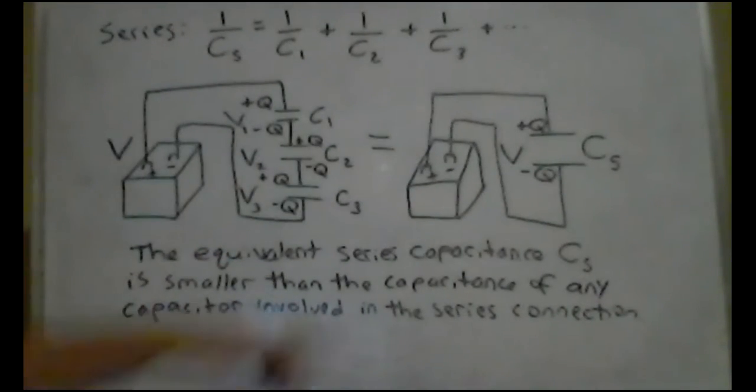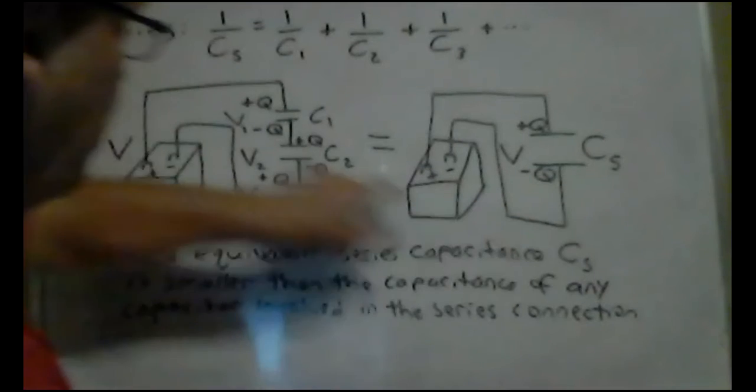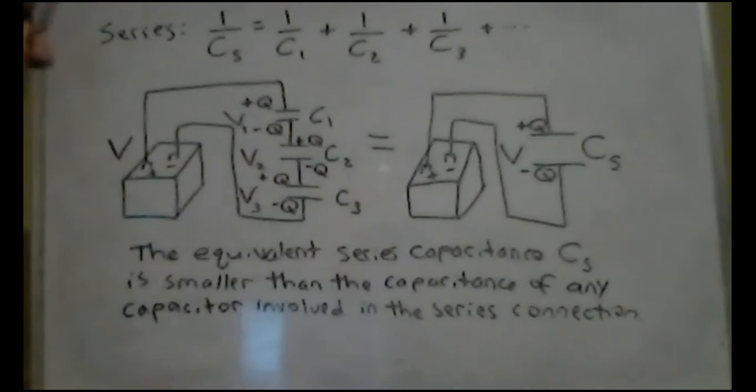So the total capacitance here is going to be smaller than any of C1, C2, or C3 when they're connected in series like this. All right, now, the next connection is what's called a parallel connection.